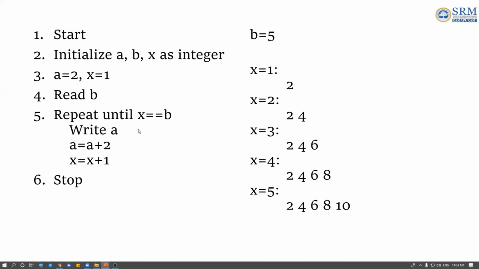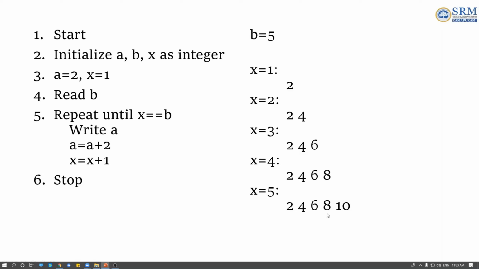So when the value of x is equal to 5, the value of a becomes 10, the value of a is increased to 12, and the value of x increased to 6. But then it wouldn't repeat after that, because the value of x has now exceeded the value of b, which is 5, and then our program would end over there.